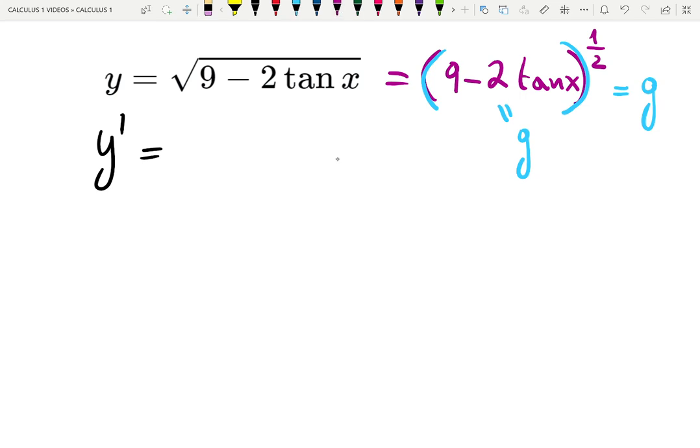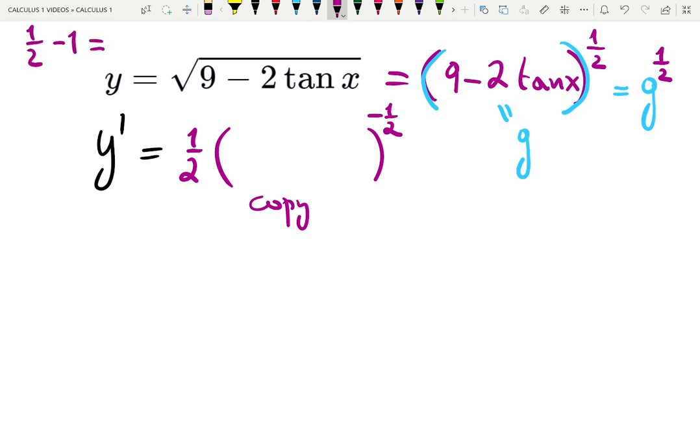Thus, you are, again, just like in the previous example, dealing with the power rule first. So 1/2 goes down, copy the function, change the power. 1/2 minus 1 gives you negative 1/2. Did you remember that? Now chain rule says times, and you multiply by the derivative of the function inside.